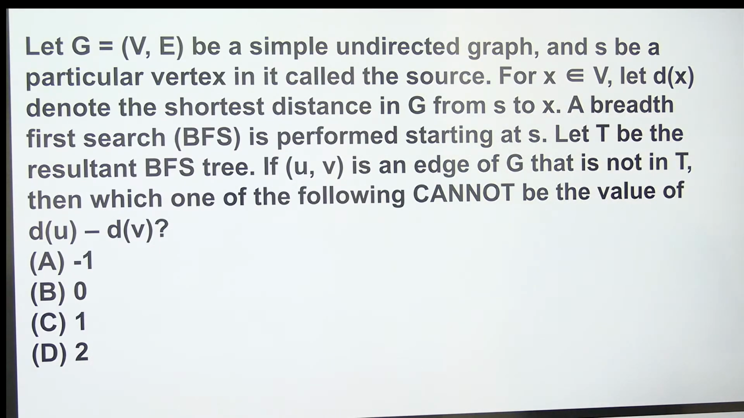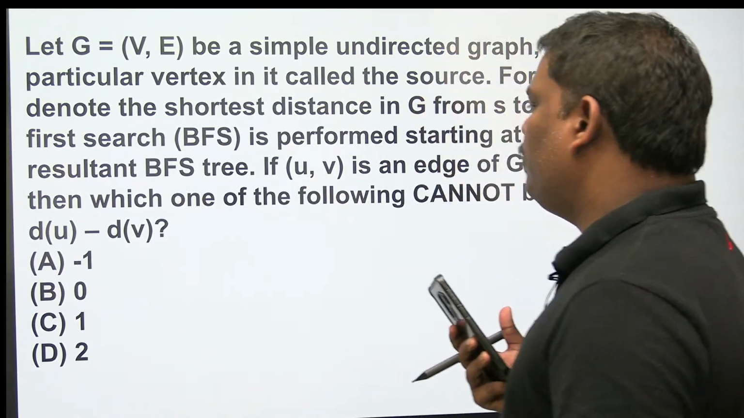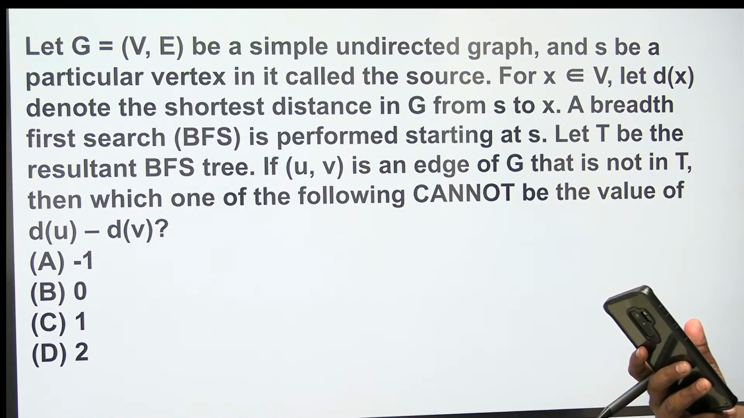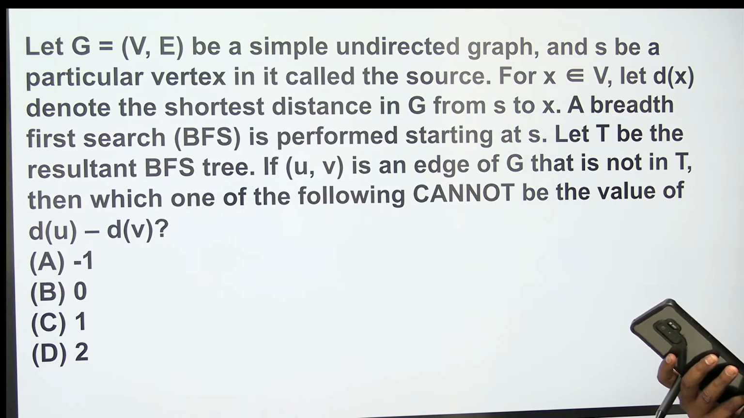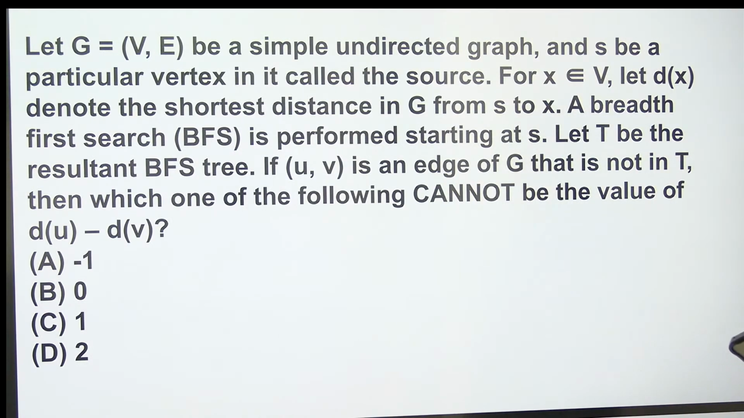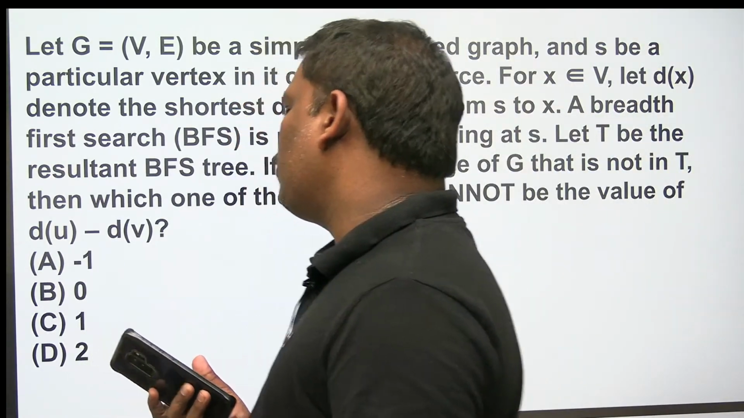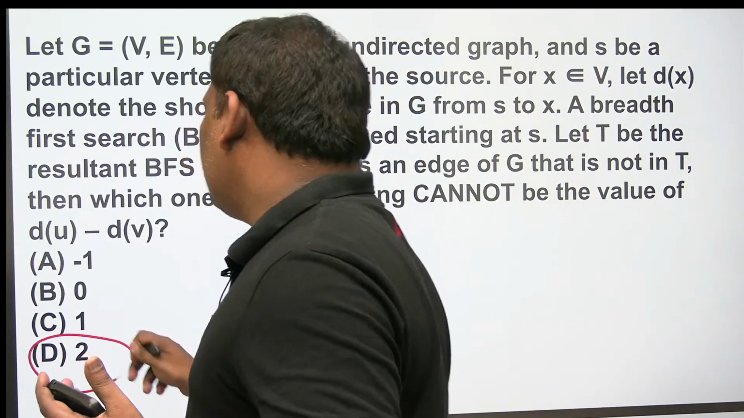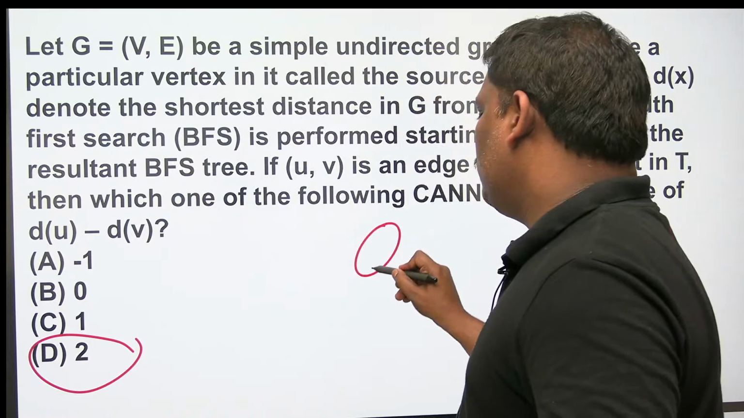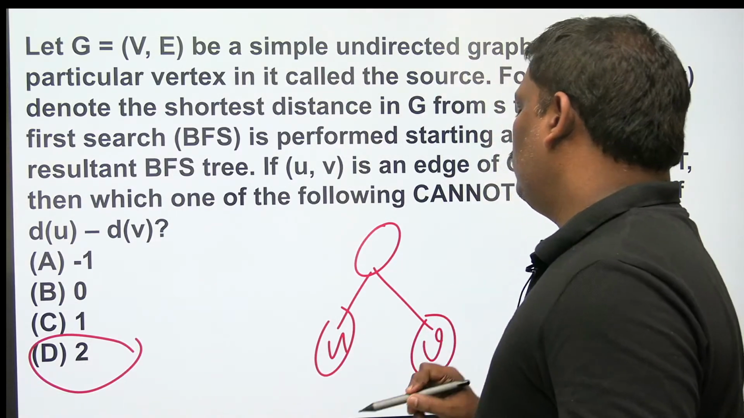So whenever one edge (u, v) is there, if you see d(u) and d(v), they both can be in the same level. So the difference may be 0. They both may be in one level in the BFS tree. So one level difference or no difference at all: 0, 1 or minus 1. So I think there is no chance of 2, because this may be the case, (u, v).